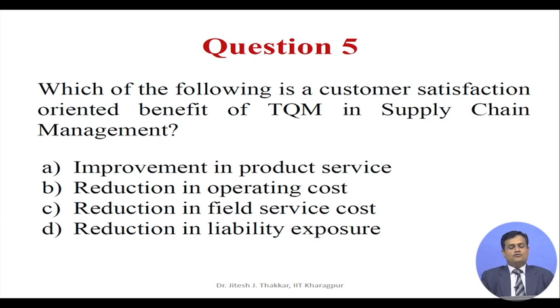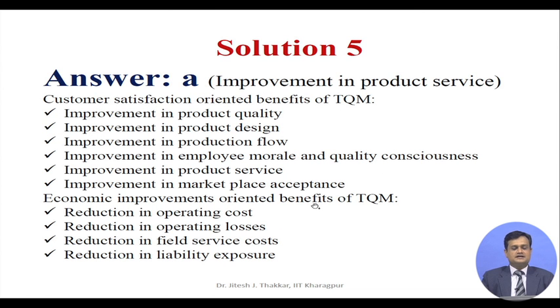Question 5. Which of the following is a customer satisfaction oriented benefit of TQM in supply chain management? A. Improvement in product service. B. Reduction in operating cost. C. Reduction in field service cost. And D. Reduction in liability exposure. So, the correct answer is A. Improvement in product service. You can see the elaborated answer that customer satisfaction oriented benefits of TQM are improvement in product quality, improvement in product design, production flow, employee morale and quality consciousness, product service which is part of that, marketplace acceptance.